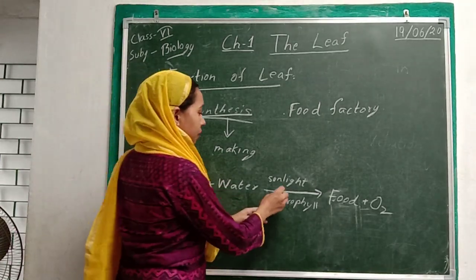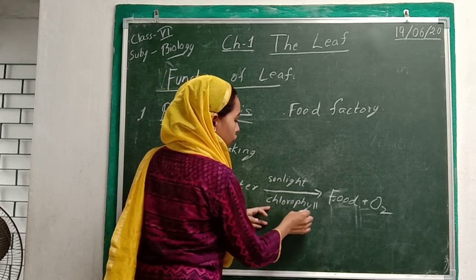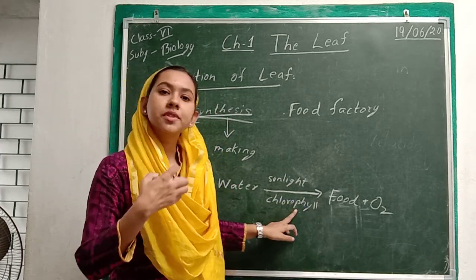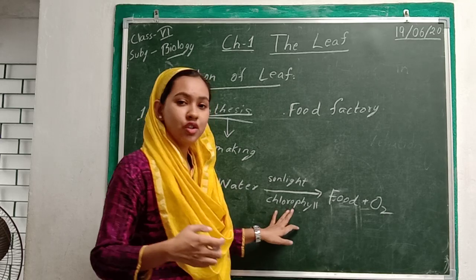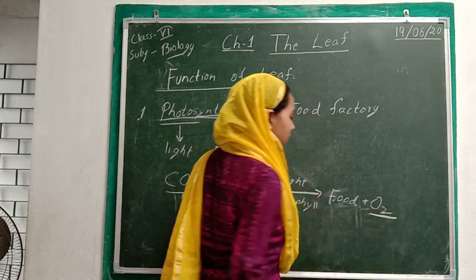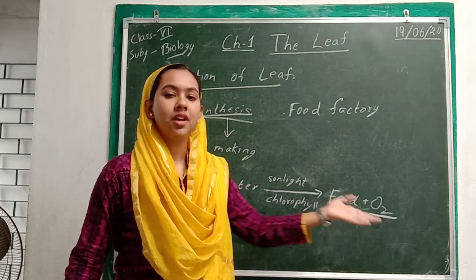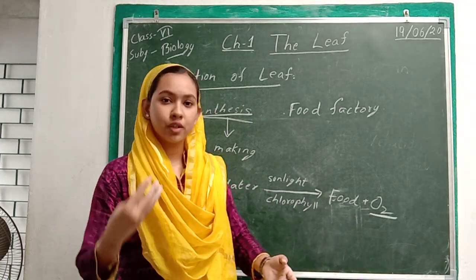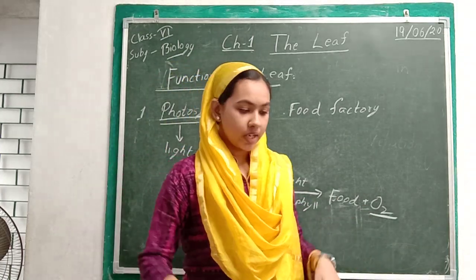And then in the presence of sunlight, what the chlorophyll does is that it traps the energy from the sunlight, and this energy is required to make food, and the plant in this process also releases oxygen. That is why we say that we need to plant more trees so that we get oxygen.